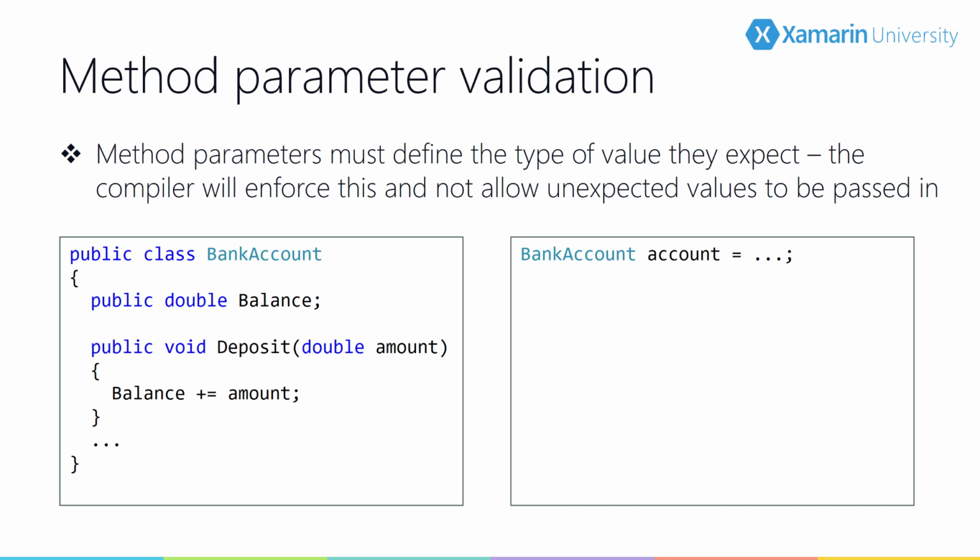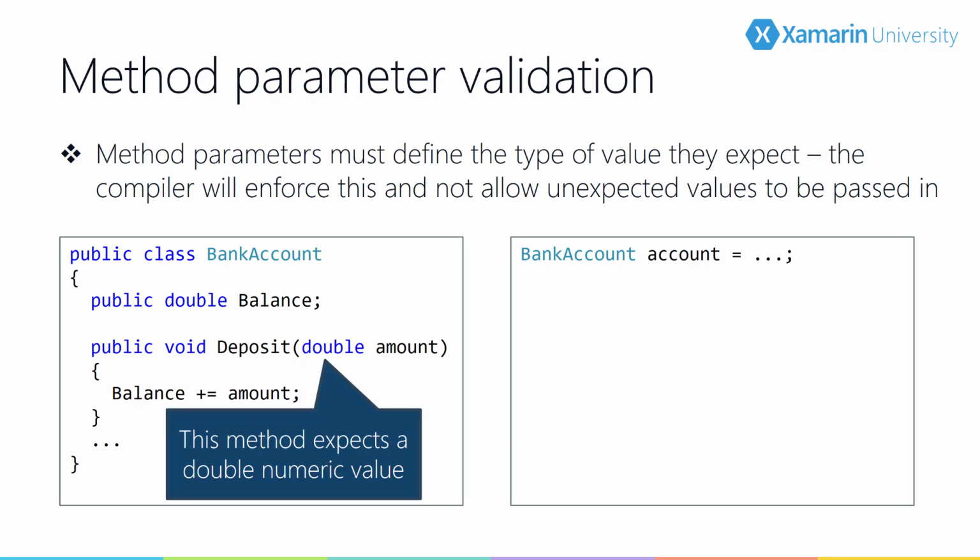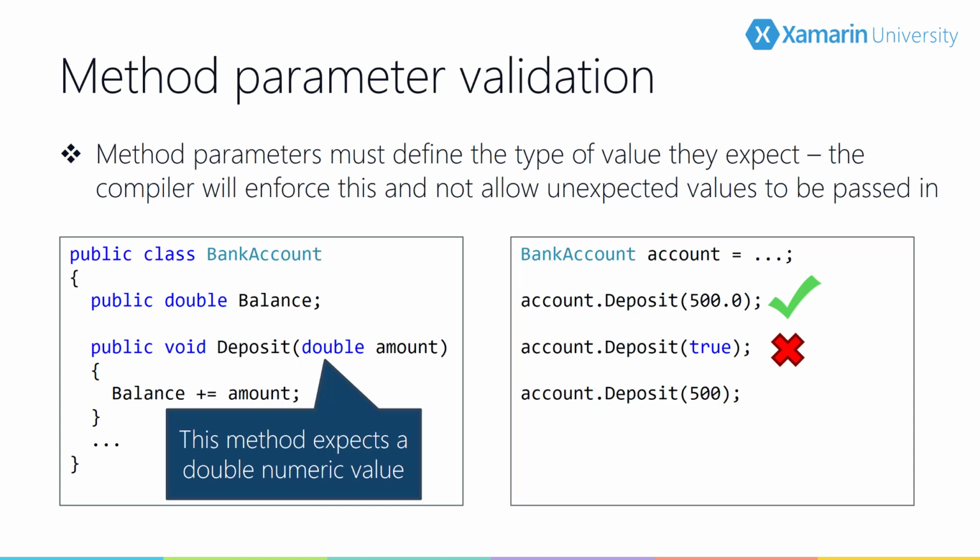Now, method parameters are validated as well. For example, this deposit method requires a double. If I call it passing in a double, that's completely fine and works just fine. But if I pass in maybe the value true, that doesn't work. I can't do that. I can pass in the value 500 because 500 can be converted to a double successfully, even though it's an integral number. And I can't do something like this. I can't pass in a string. So the parameters are still validated.